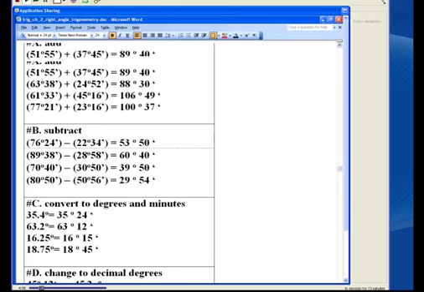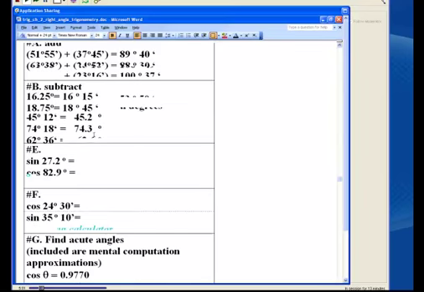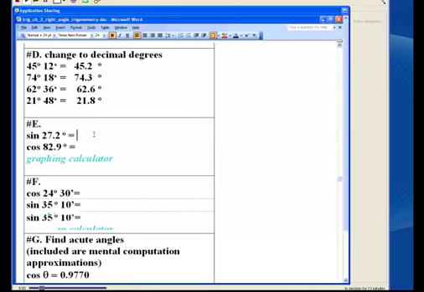So I'm going to scroll down here quite a bit. There we go. Next exercise says use a calculator to find sine of 27.2 degrees. Round your answer to 4 places past the decimal point.